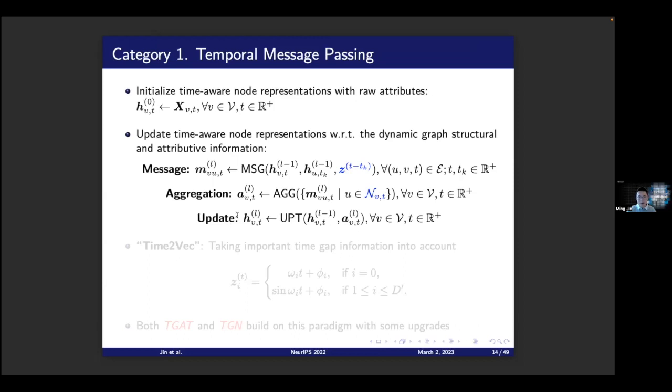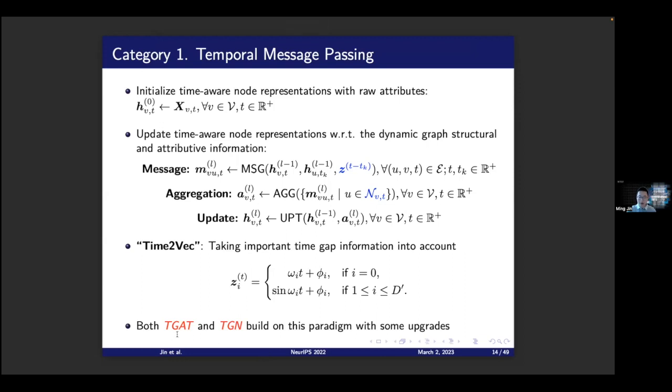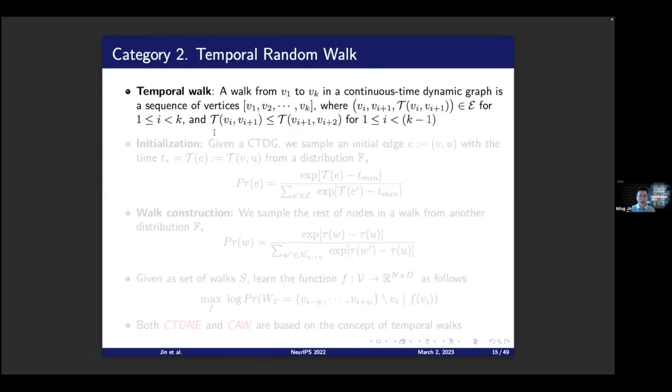Okay, and then by doing the updating, which is quite similar to the conventional version, we can update the time-aware representation of the source node v at the current layer l. For the calculation of the time embedding, the goal is to take the important time gap information into the feature dimension to preserve such information during message passing. One of the most popular implementations in many recent works like TGAT and TGN is to use random Fourier encodings for this step. As I said, both TGAT and TGN are very popular works that build on this paradigm, just with some modifications.